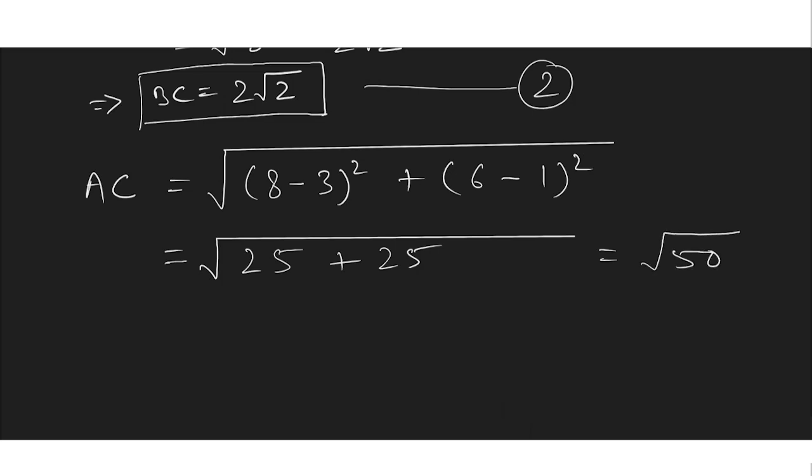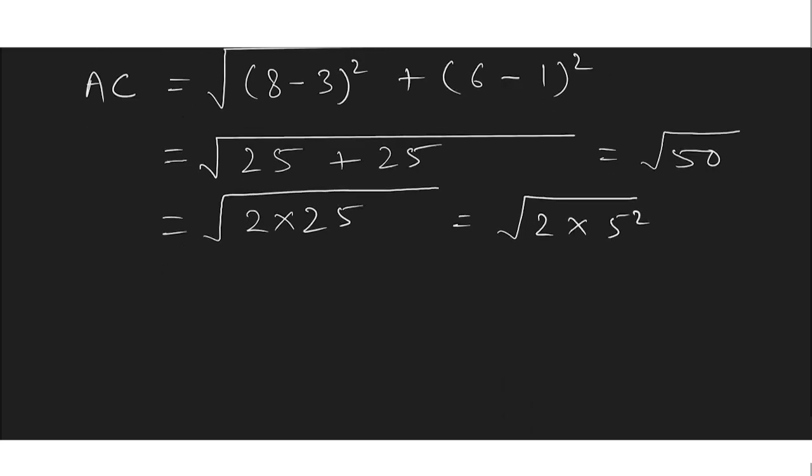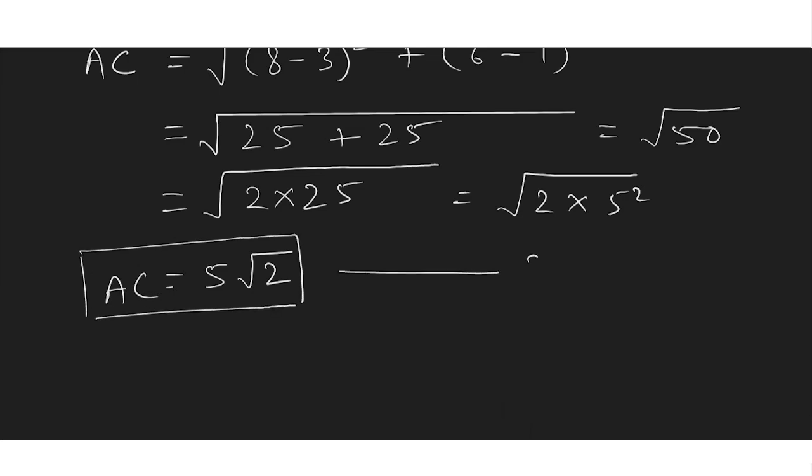It is equal to either we can write it down as root 50, or we can also write it down as square root of 2 into 5 square. This 5 square will come out of the square root sign as 5, and this root 2 will remain like this. So AC is equal to 5 root 2. Result number 3.